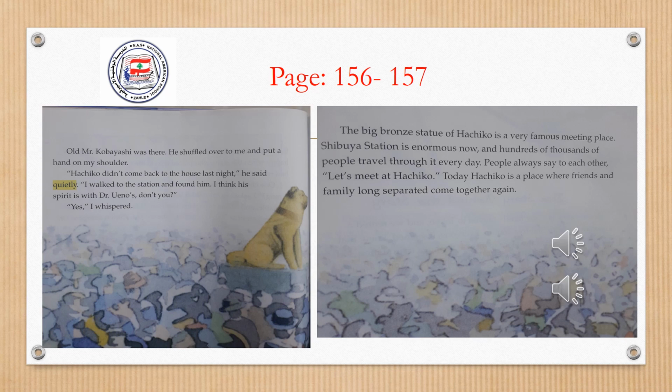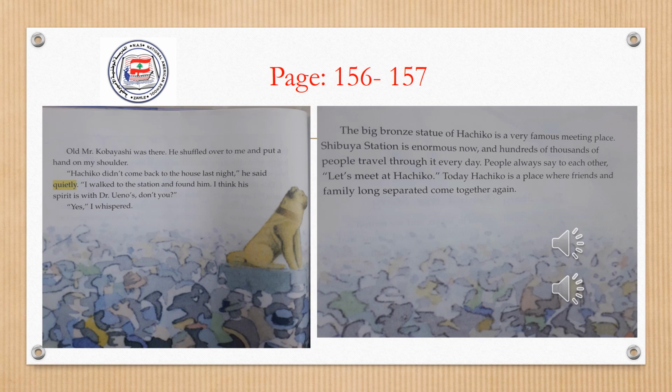Old Mr. Kobayashi was there. He shuffled over to me and put a hand on my shoulder. "Hachiko didn't come back to the house last night," he said quietly. "I walked to the station and found him. I think his spirit is with Dr. Ueno's, don't you?" "Yes," I whispered.